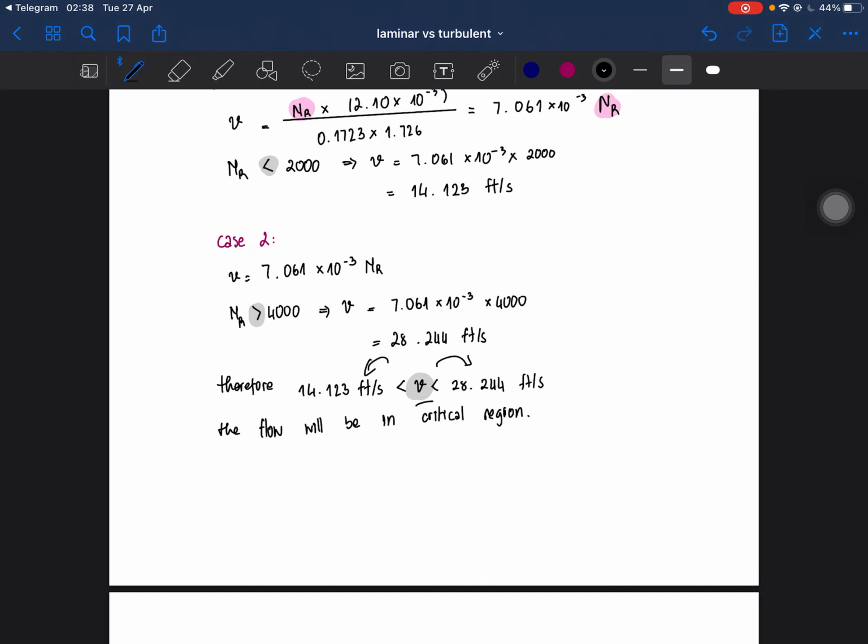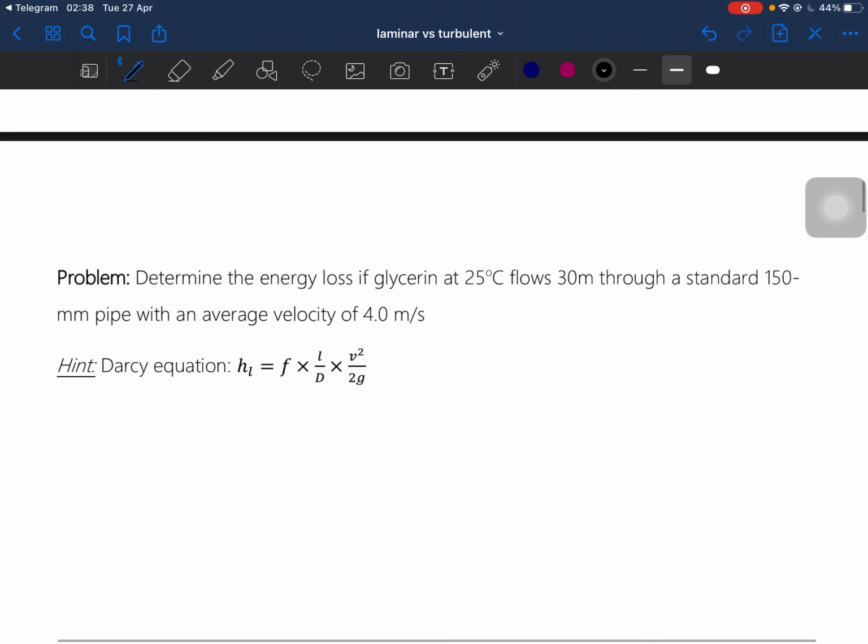Okay, so now let's move on to another exercise. We have to determine the energy loss of glycerin at 25 degrees Celsius. This is another useful information, but we're not going to use it inside the equation that we're finding. This is 30 meter, the length. Let's highlight it. And then we have a standard 150 millimeter pipe, another useful information, with an average velocity of 4 meter per second.